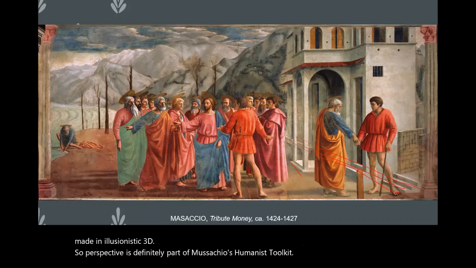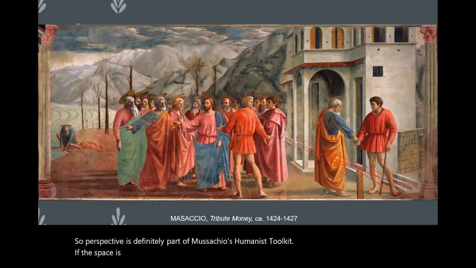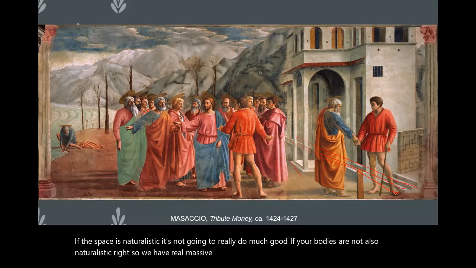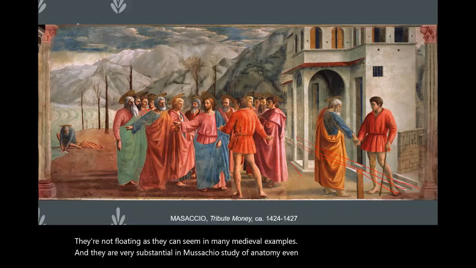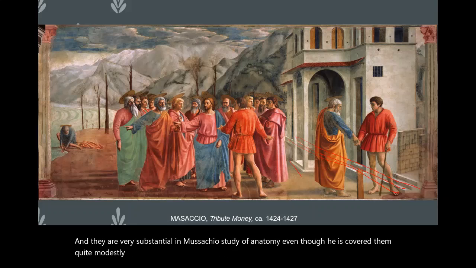Of course, if the space is naturalistic, it's not going to really do much good if the bodies are not also naturalistic, right? So we have real massive weighted bodies here standing firmly on the ground. They're not floating as they can seem in many medieval examples. And they are very substantial in Masaccio's study of anatomy, even though he has covered them quite modestly, as these are all very holy men of the Bible. Jesus Christ, for instance, and the sainted disciples among them.